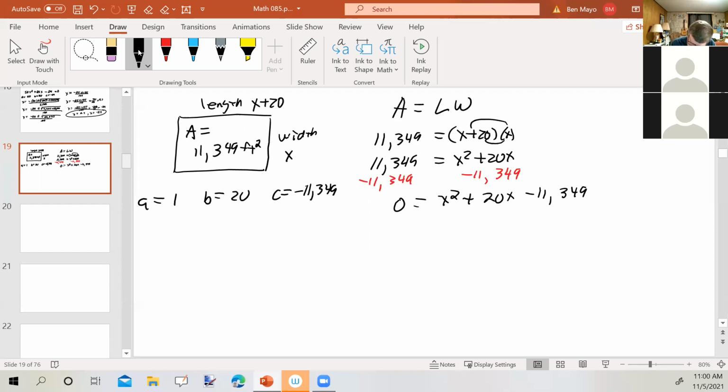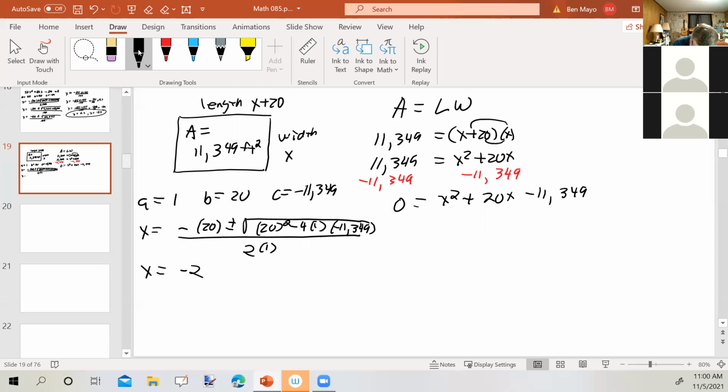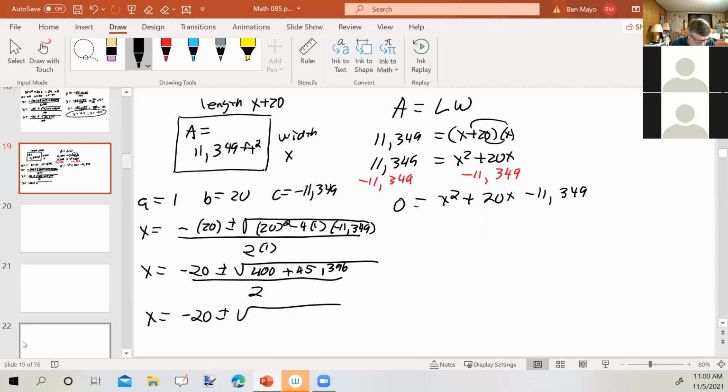Well, you wouldn't think it would come out with exact or nice numbers. We'll see. x is negative B plus or minus the square root of B squared minus 4AC all over 2A. x is negative 20 plus or minus the square root of 20 squared, which is 400, minus 4 times 1 times negative 11,349, which is 45,396, all over 2. 45,396 plus 400 is 45,796 all over 2.